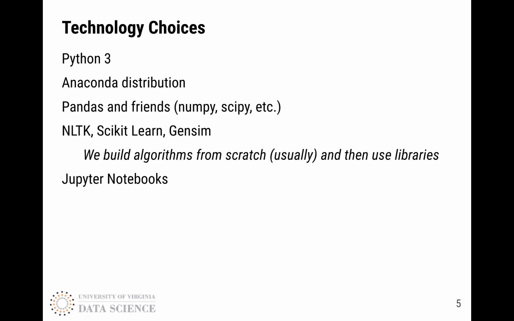I'll probably be using Python 3.6, but I'm not going to be using any of the newer functions that make a difference within the Python 3 series.